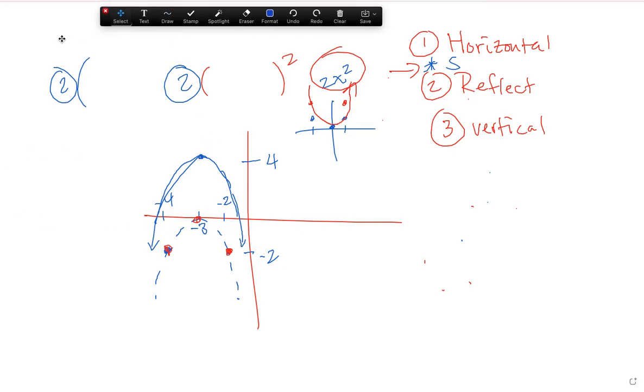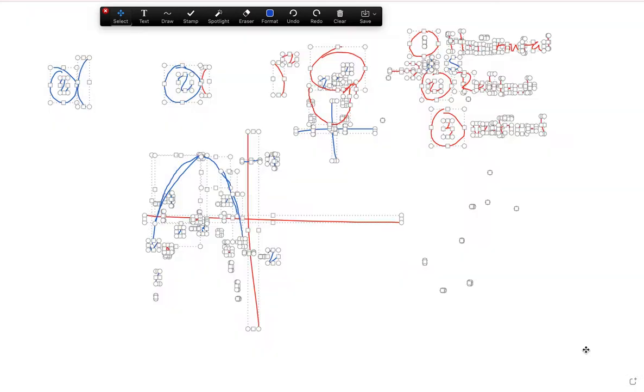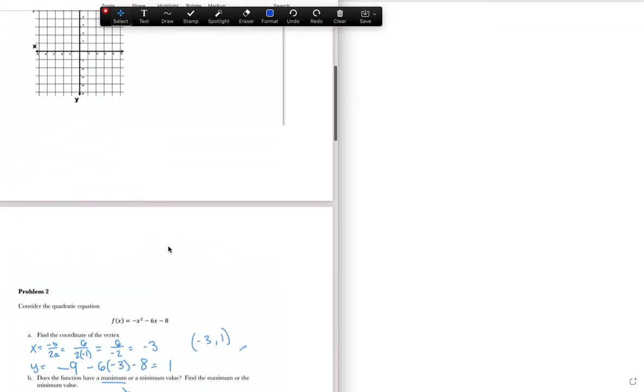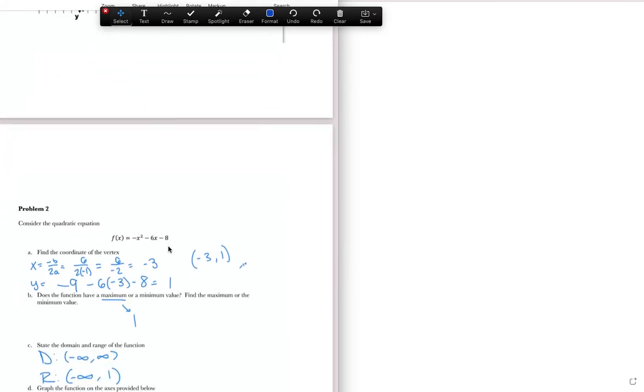Okay, and we don't need to have a thorough discussion on the rest of it. I intentionally dwelt on this. All right, cool. So let's go on to problem 2.